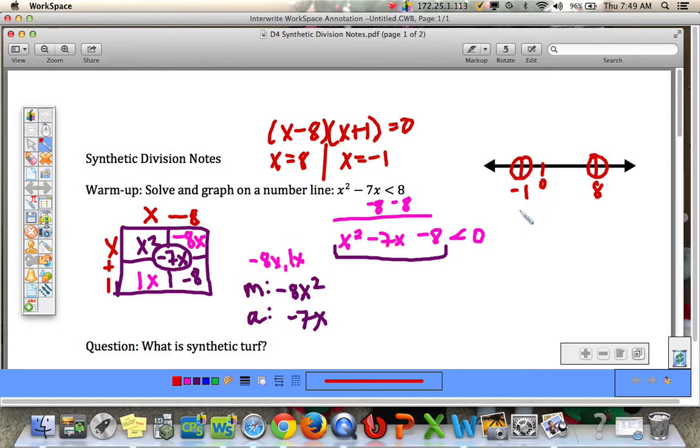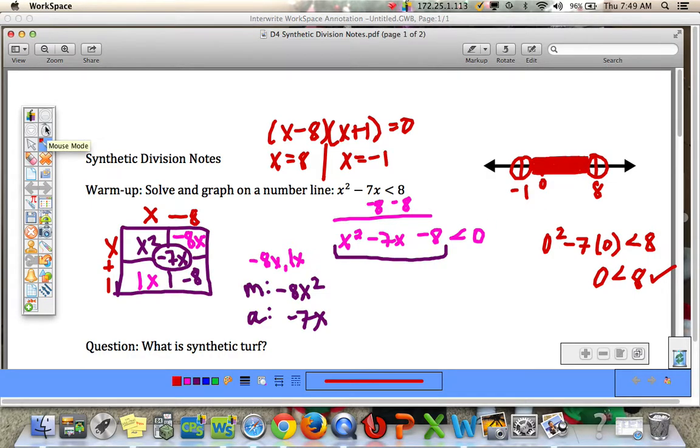0 is right here. Let's test 0 and see if it works in the inequality. So 0 squared minus 7 times 0, is that less than 8? And it is. 0 is less than 8. So we're going to shade where 0 is, and that is between. So maybe I should shade this way. Between the lines. So any point between negative 1 and 8 would work in the inequality.